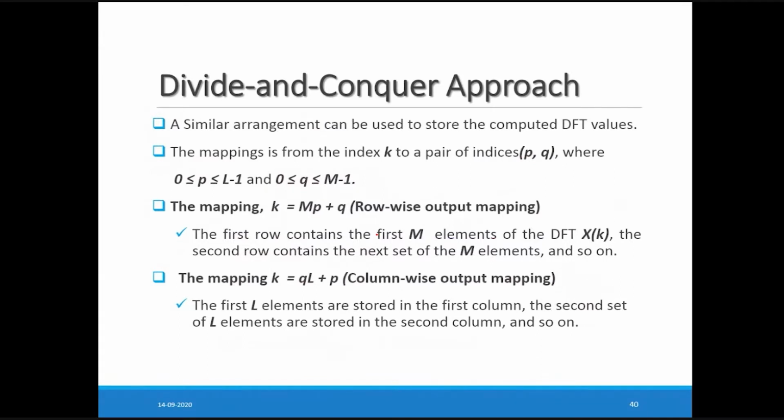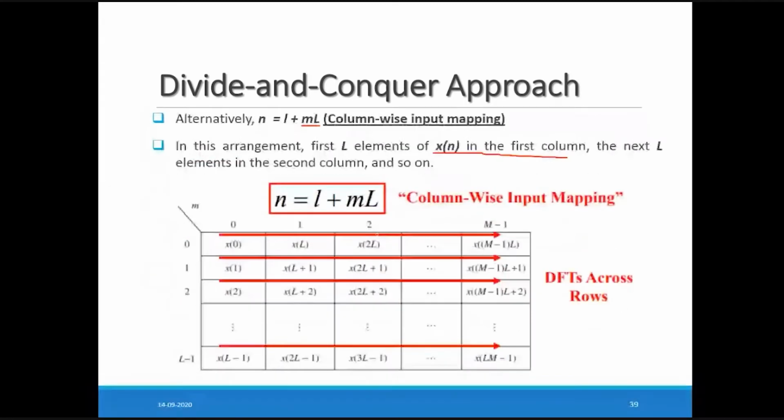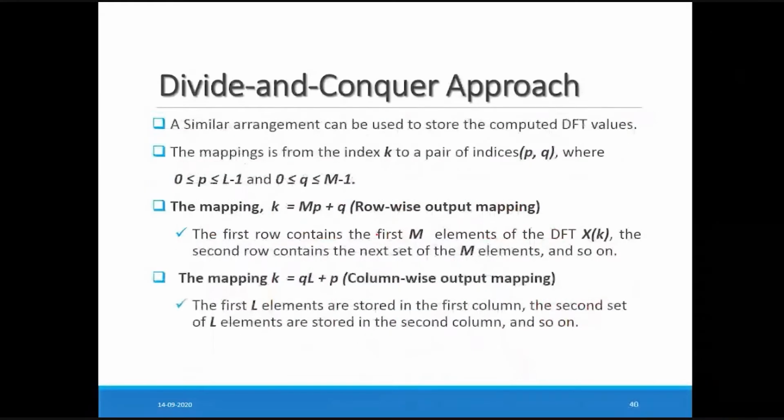The mapping is from index k to a pair of indices p, q, where 0 ≤ p ≤ l−1. Similarly, q is 0 ≤ q ≤ m−1. So the mapping, when we take k = mp + q, is the same as your previous one, only the notations are changed. Here we are taking n = ml + m. As you remember, in our DFT we are using the variable k. So now k is represented with mp + q.